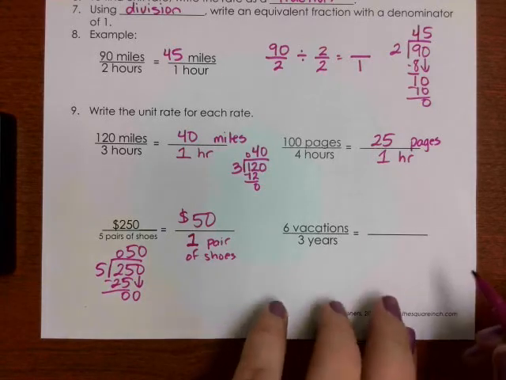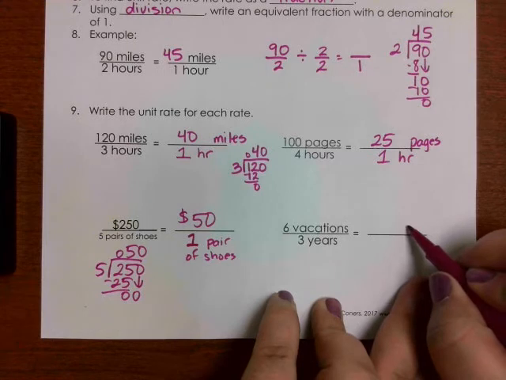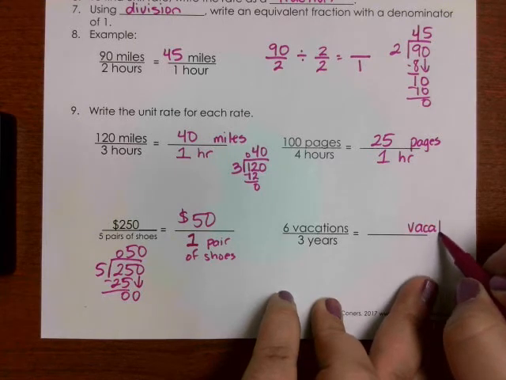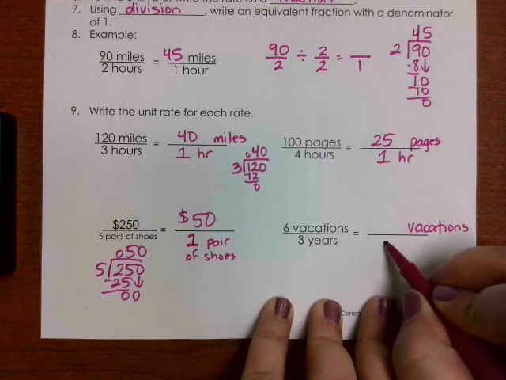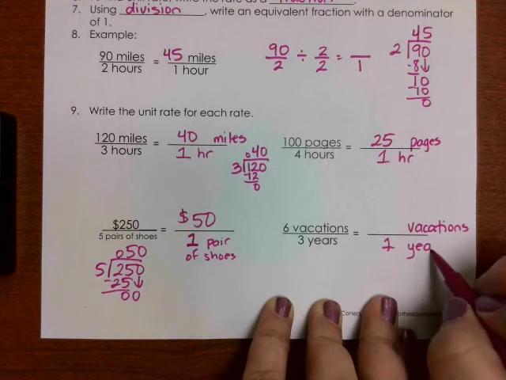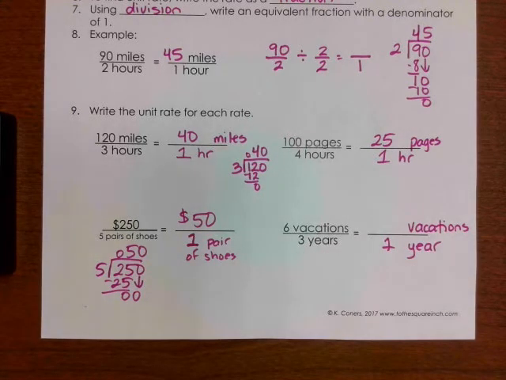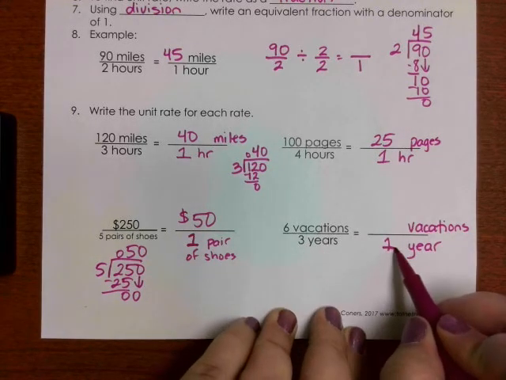So on this one, we want to determine how many vacations we're going to take in 1 year. It must be nice to take multiple vacations in 1 year. We're lucky if we get one.